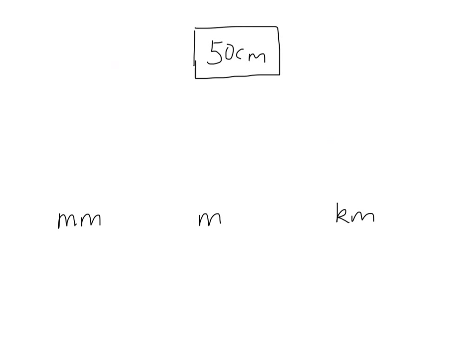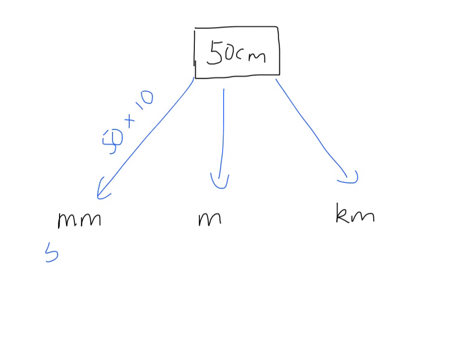So let's have a look at a quick example. I want to convert 50 centimetres into millimetres, into metres, and into kilometres. Now, to convert them into millimetres, obviously every centimetre's got 10 millimetres, so I've got 50 centimetres, and for each one of those I've got 10 millimetres. That's 50 times 10, which is 500 millimetres.